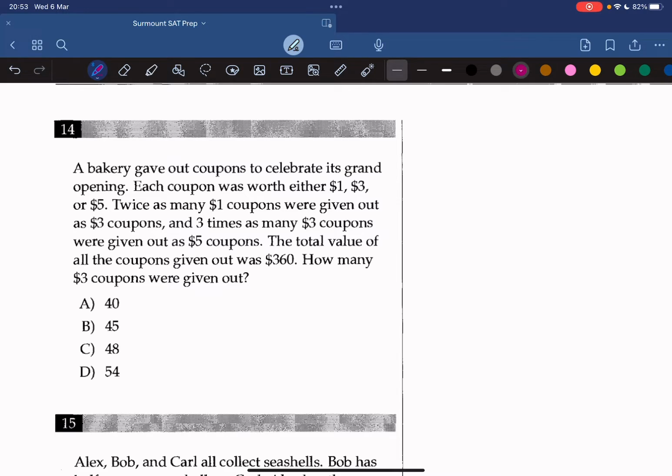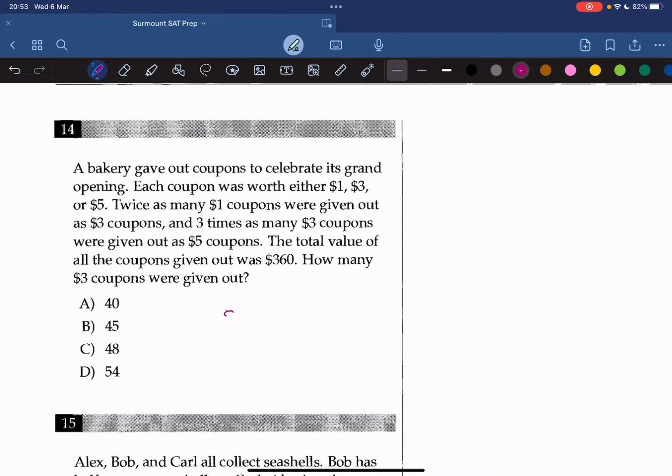A bakery gave out coupons to celebrate its grand opening. Each coupon was worth either $1, $3, or $5. Twice as many $1 coupons were given out as $3 coupons, and 3 times as many $3 coupons were given out as $5 coupons. The total value of all the coupons given out was $360. How many $3 coupons were given out? So what we can do here is let the number of $5 coupons be x, and we know that the number of $3 coupons given out is 3 times x, so it's 3x. And the number of $1 coupons given out is 2 times 3x, which is 6x.